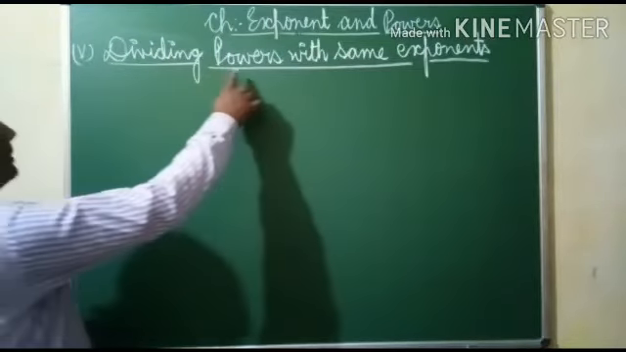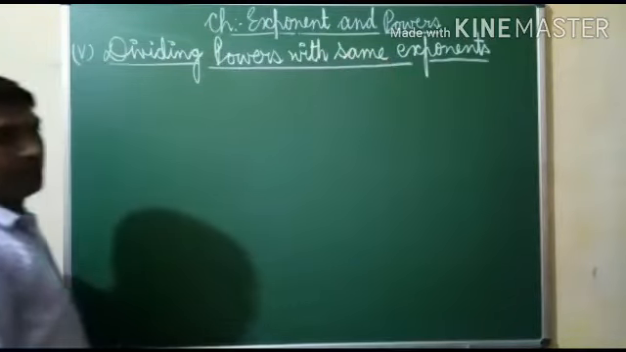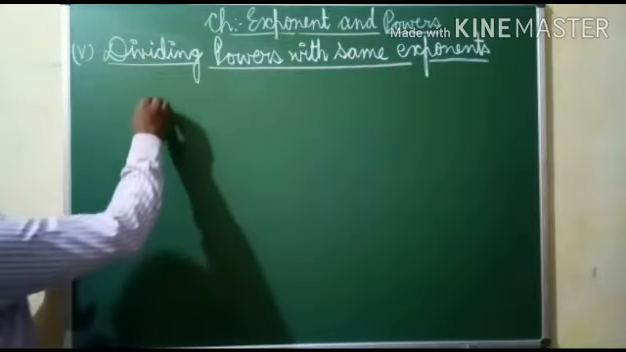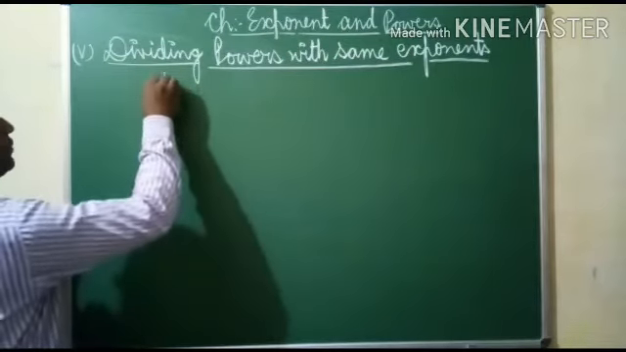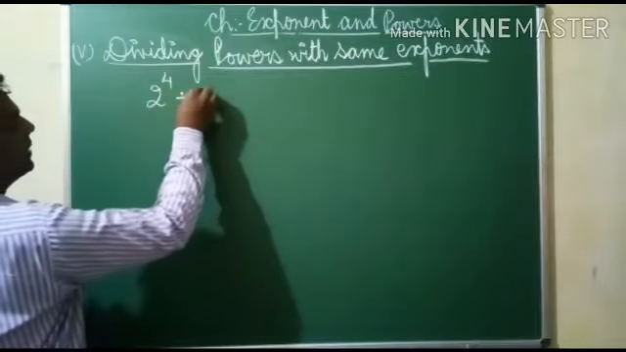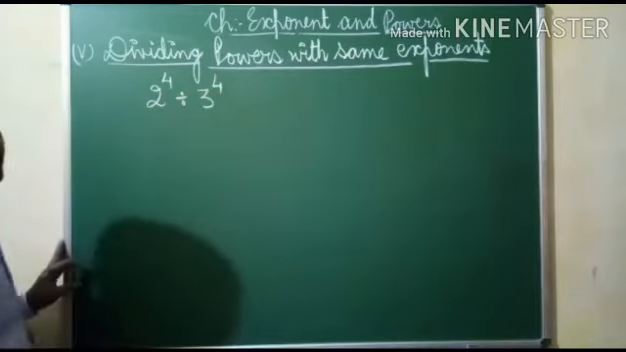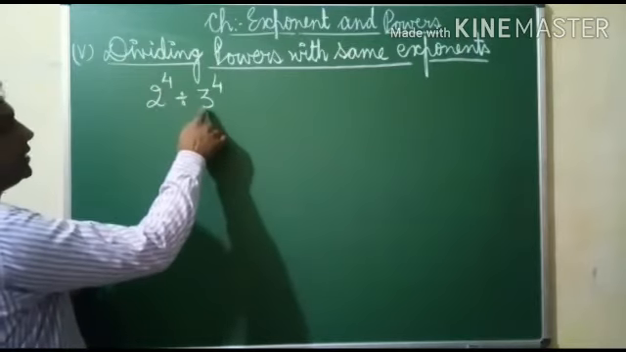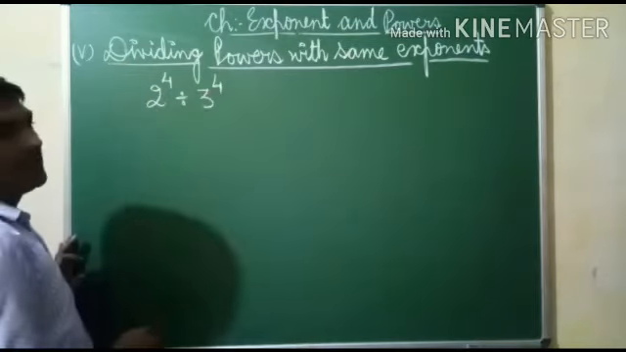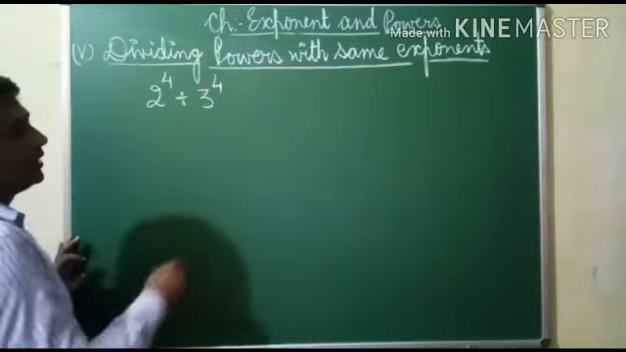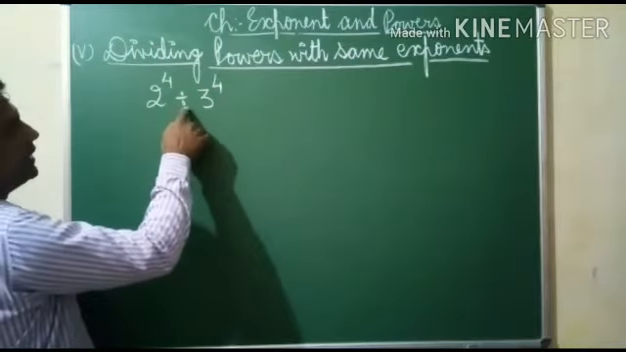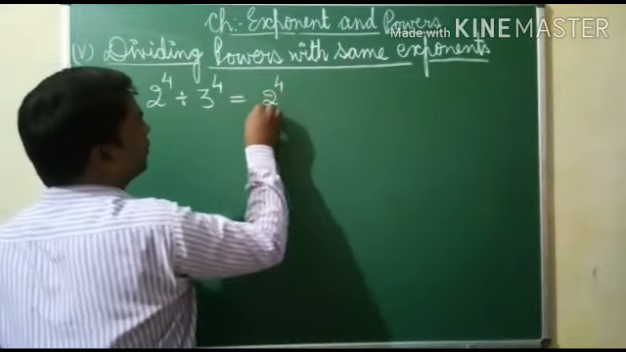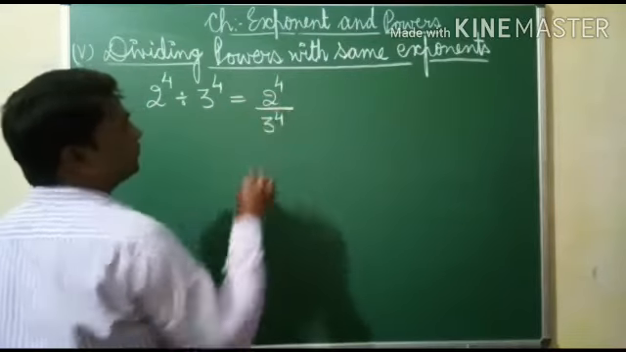is dividing powers with the same exponent. Now again, to understand this, let us take an example. 2 raised to 4 divided by 3 raised to 4. Now in this example we can see that 2 raised to 4 and 3 raised to 4 have the same exponent 4. Now 2 raised to 4 divided by 3 raised to 4 can also be written as 2 raised to 4 over 3 raised to 4.